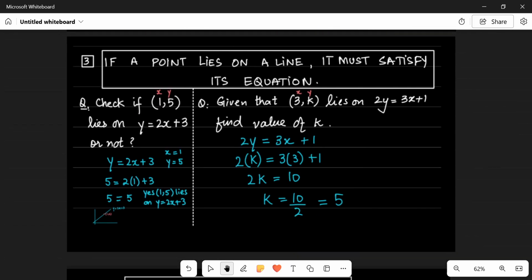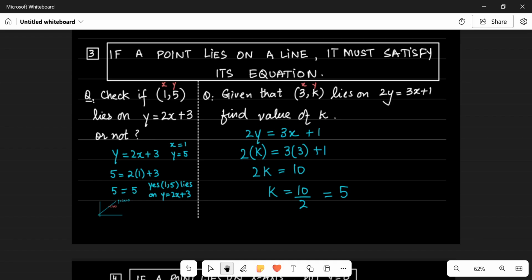Now the next question. If a point lies on a line, it must satisfy the equation. Check if the point (1, 5) lies on y equals 2x plus 3 or not. You need to check here. Substitute x equals 1 into y equals 2x plus 3, and 5 equals 5. It means yes, (1, 5) lies on y equals 2x plus 3, because both sides are proved equal.